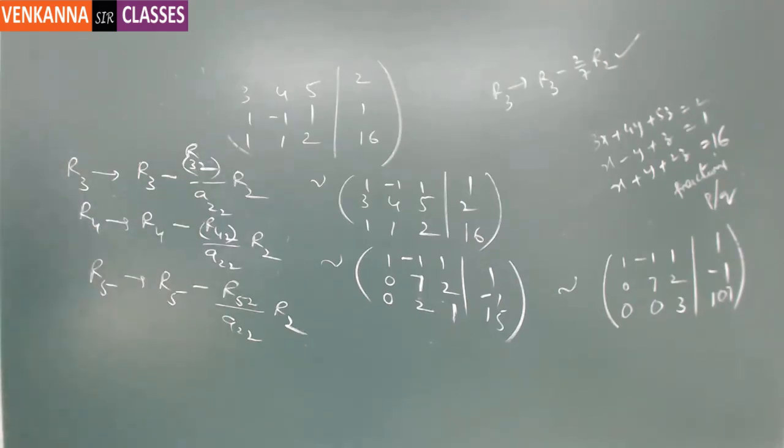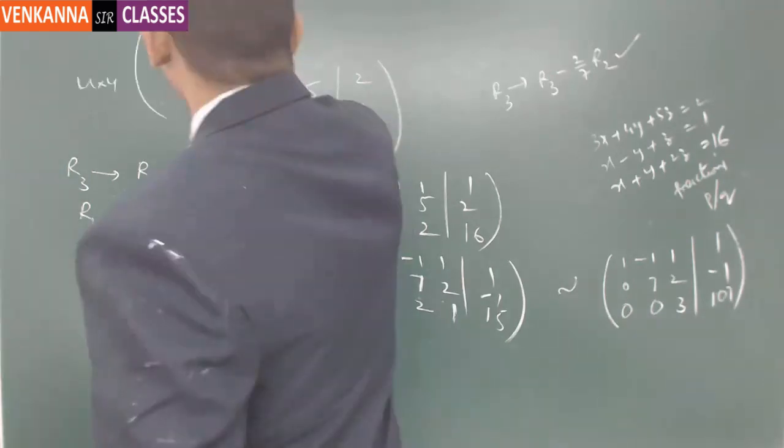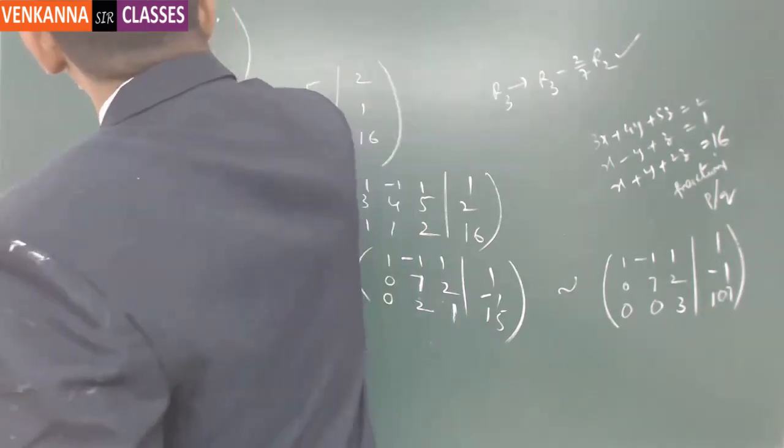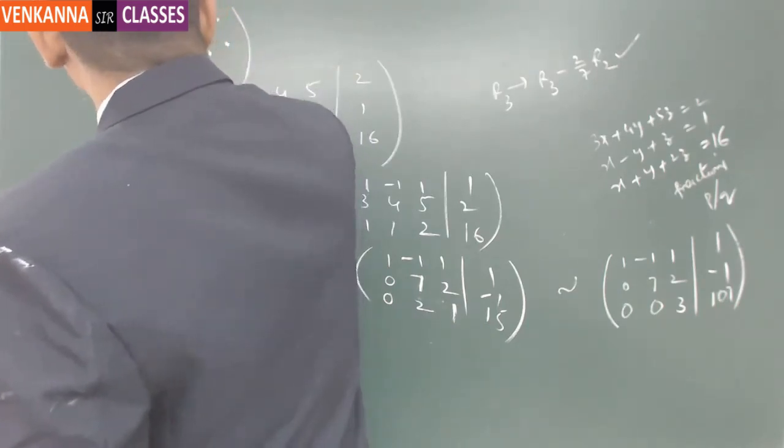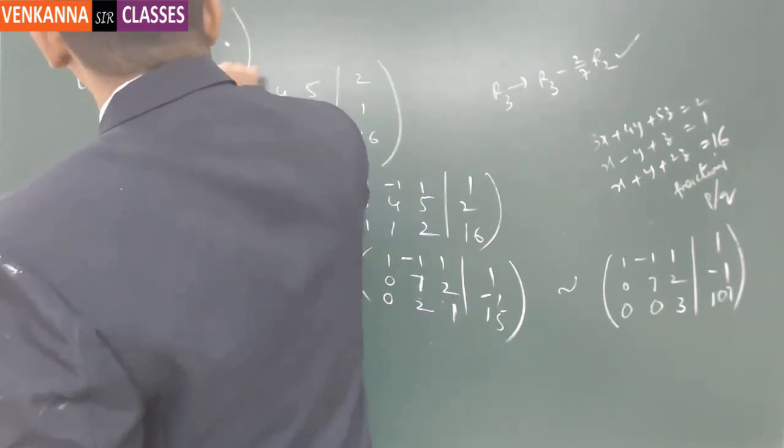Clear? That's it. Suppose I have taken a 4x4 matrix. On applying the row operations, I get the values like this. This is 0, and this also happened as 0 element. So this is 0, and some value happened here.